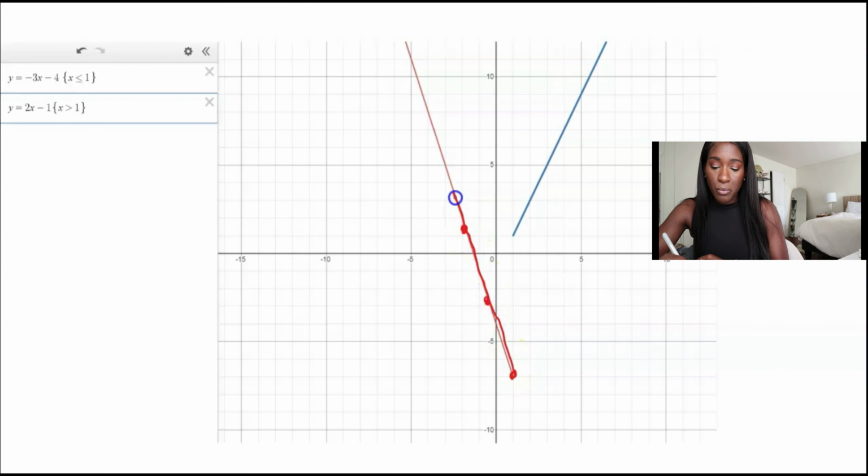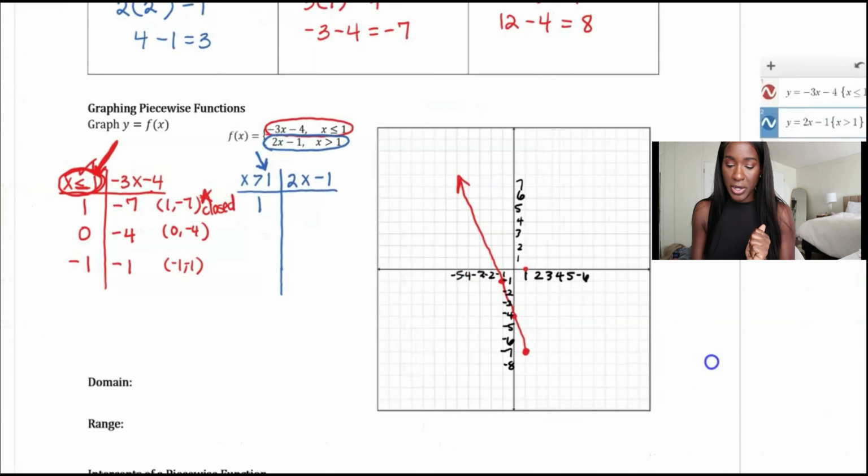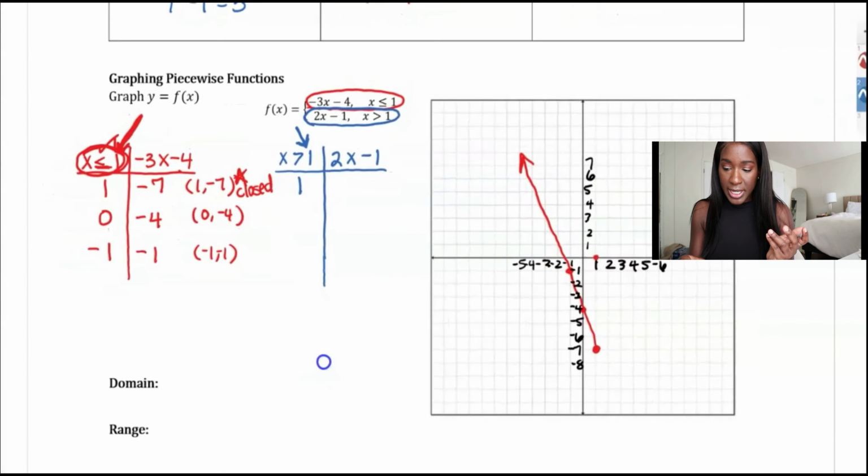We connected them and we went back upwards, ranging over the x values that are less than or equal to 1. Now let's look at the blue table.